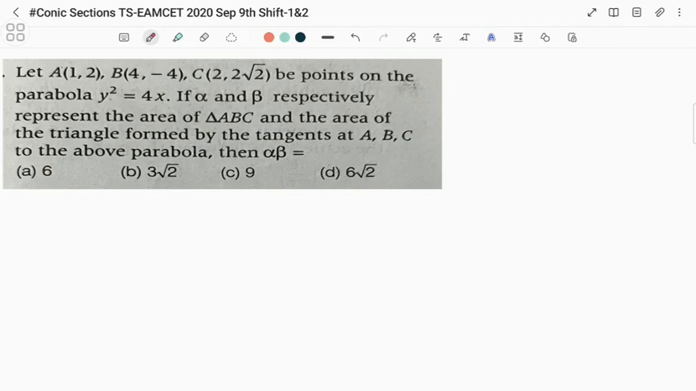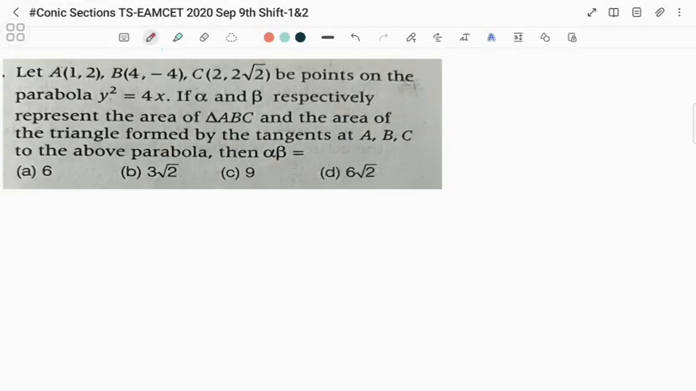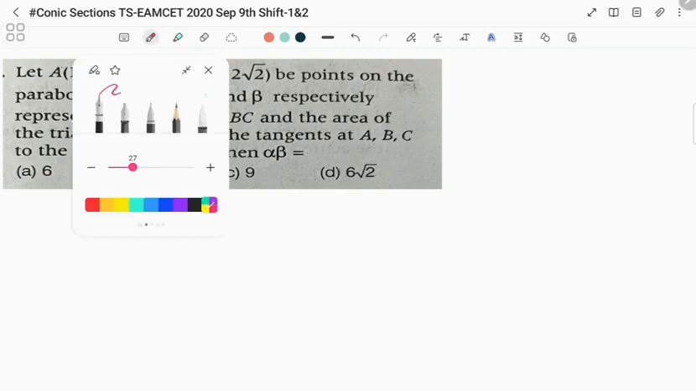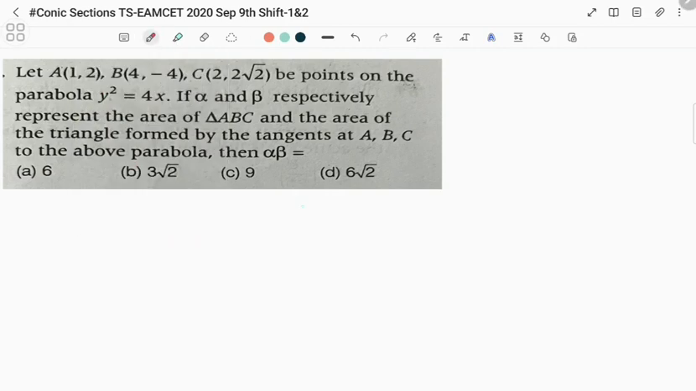In this video, I am going to discuss conic sections from previous TS EAMCET. Approximately 10 model papers of previous TS EAMCET I am going to give in the coming videos. I am going to finish within 1 week, dear students. So let us have a discussion.